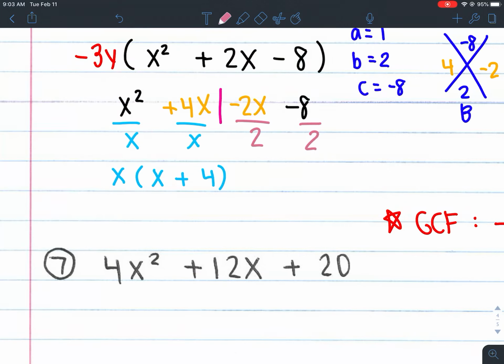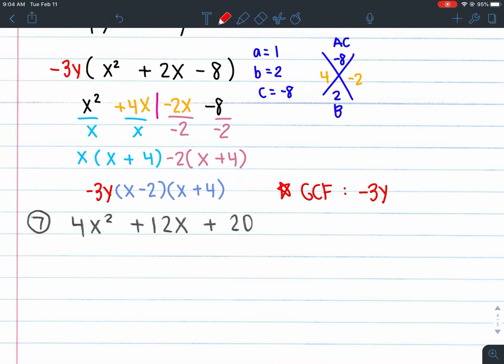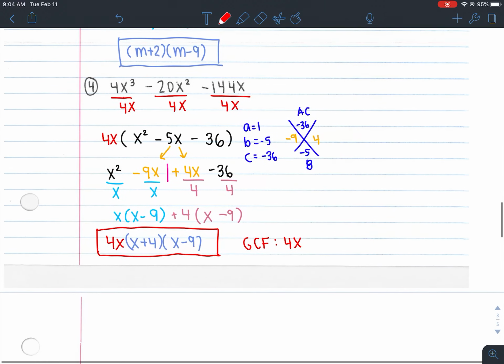Now this time I would take out 2, but I would take out -2 because that first term in the group is negative. And then we would have left over x, and then -8 divided by -2 is positive 4. We have x minus 2 for one of our factors, and x plus 4 as the other factor. I'm going to make sure that that's not our final answer because we did take out a GCF at the very, very beginning. All right, so we have one problem left.